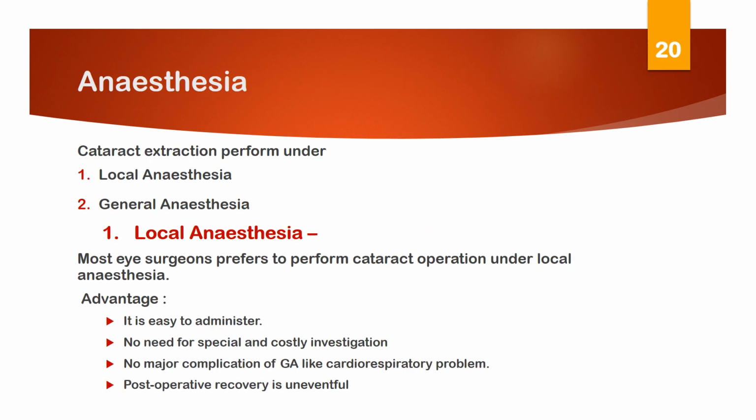Cataract extraction can be performed under local anesthesia or general anesthesia. Local anesthesia. Most eye surgeons prefer to perform the cataract operation under local anesthesia because it is easy to administer, there is no need of special and costly investigation, no major complication of GA like cardiorespiratory problems, and post-operative recovery is uneventful.